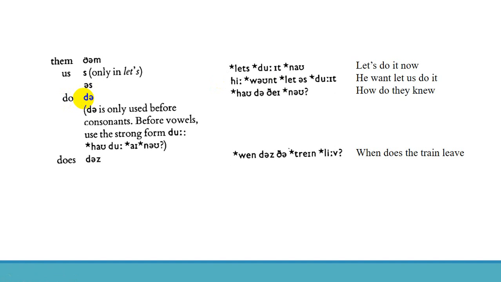Do, we can pronounce it in the weak form, or its weak form is de, with schwa. De is only used before consonants. تستخدم فقط ما قبل الأصوات الصحيحة. Before vowels, دائما إذا إجا vowel بعدها فتستخدم بالstrong form.